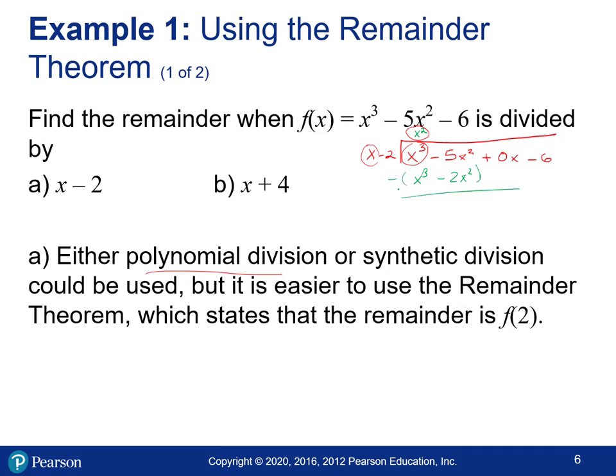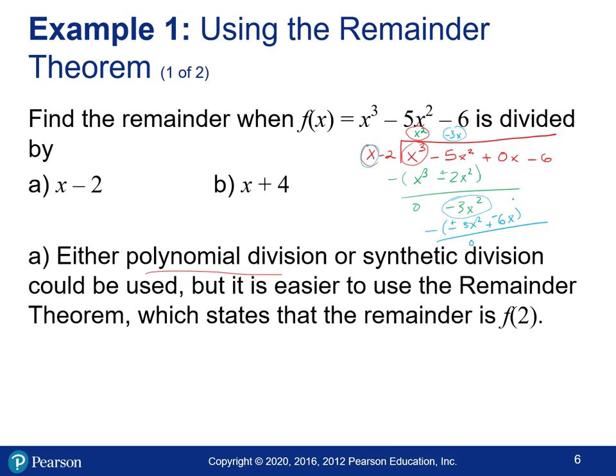Okay, so when we subtract it, that's going to be 0 here, and that becomes negative 3x squared, and then you repeat. So now you ask yourself, x times what is negative 3x squared? And that would be negative 3x. So if you multiply, that's negative 3x times x, negative 3x squared. Negative 3x times negative 2 is positive 6x, and then we will subtract. That's going to be 0 right here because those get added.